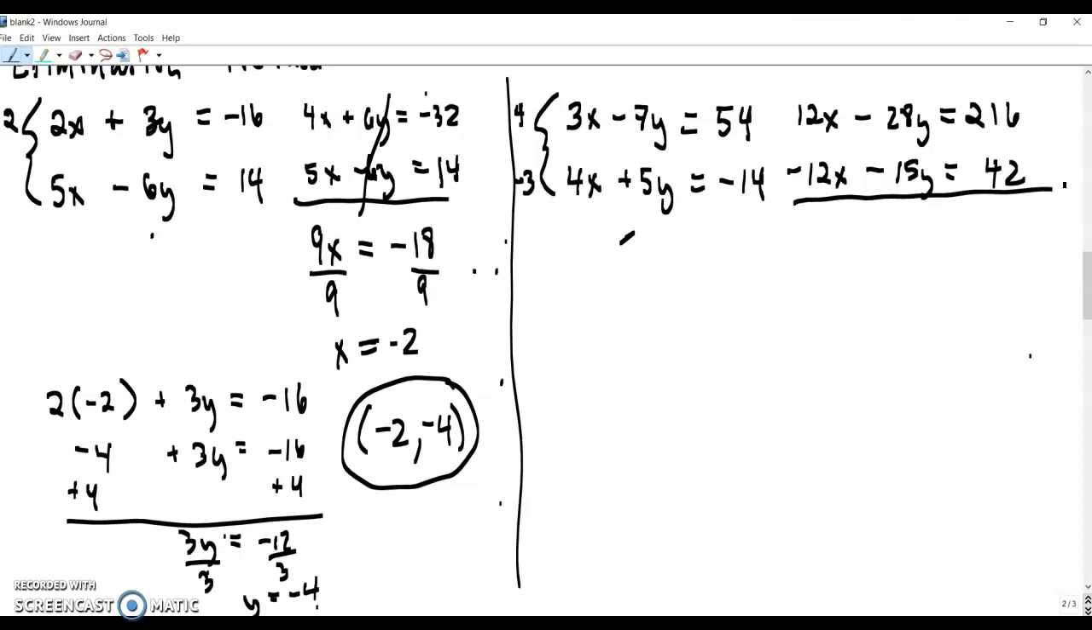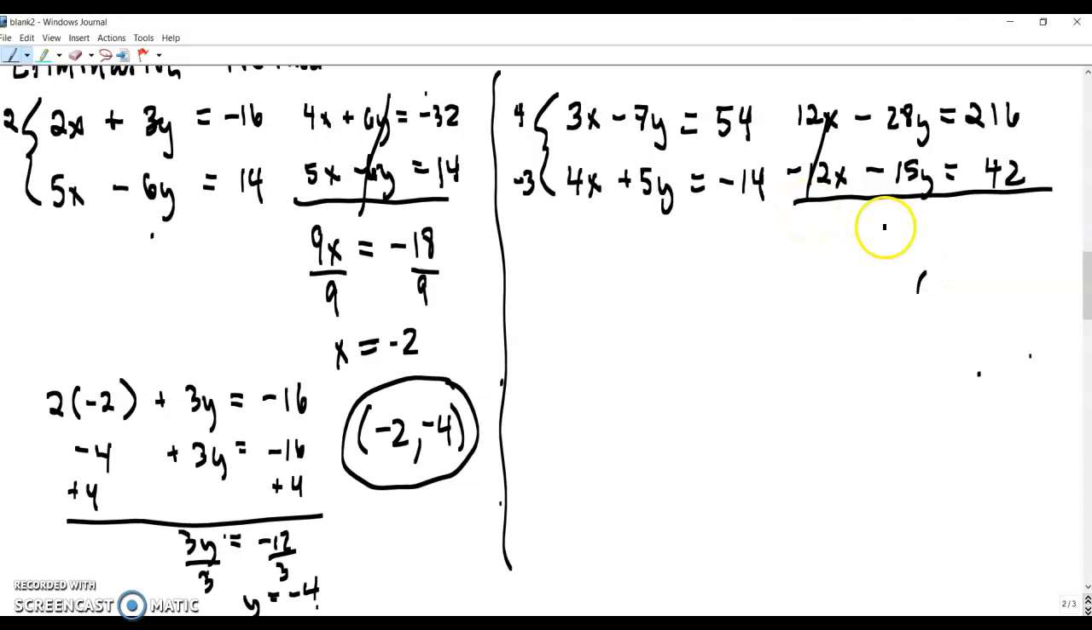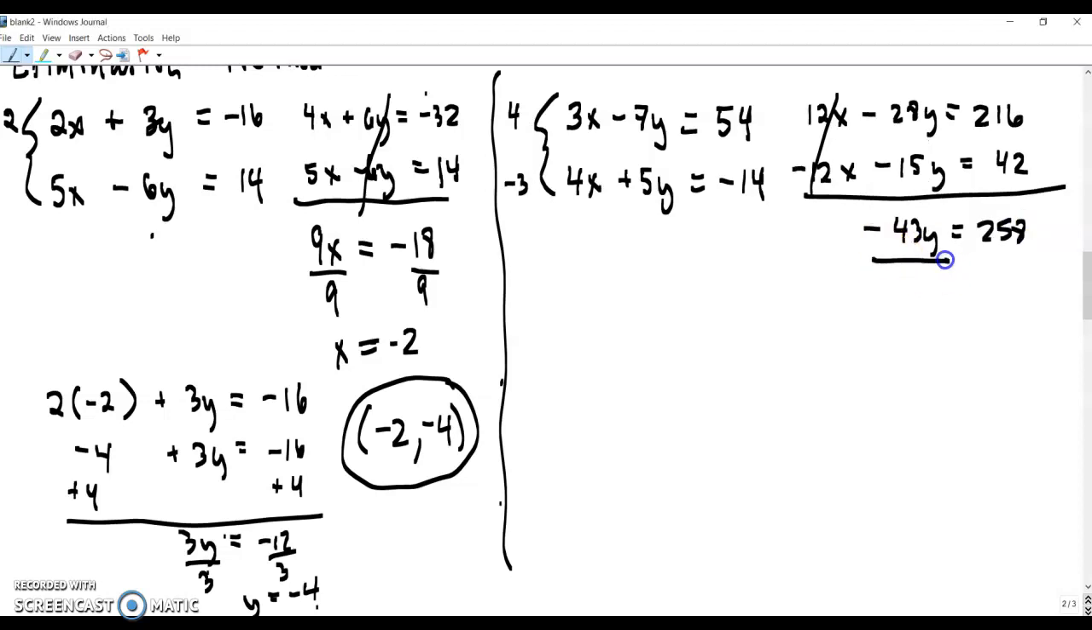Really have to be careful to distribute. People understand the method, but that's just a little arithmetic mistake that guys make. All right, the x's are eliminated. I get negative 43y equals positive 258. So now divide both sides by negative 43. And I get y equals, I think that's negative 6. Right? You're allowed to use a calculator at this point.